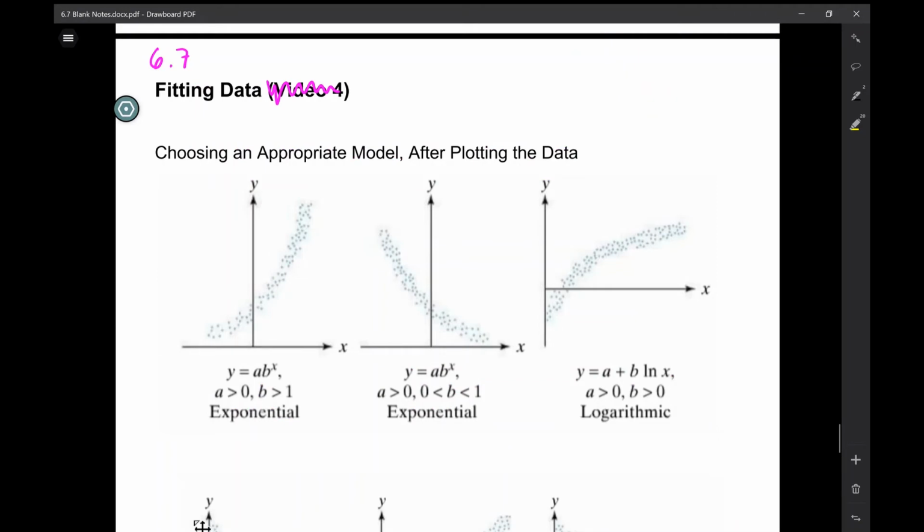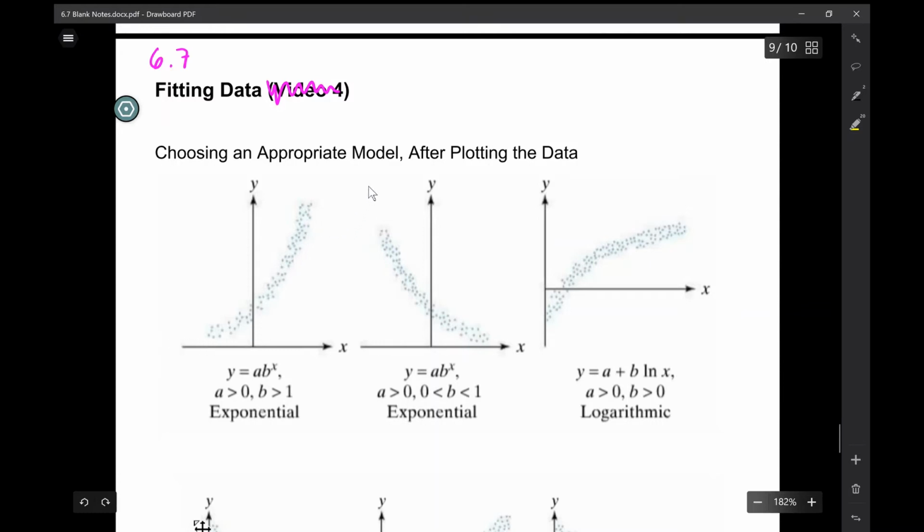So let's just go over some of the models we have now and make sure that we know which model to use based on the shape of our data. So the first one here you can see is exponential growth, and it's going to look like this. It has that horizontal asymptote at 0, and it's going to increase.